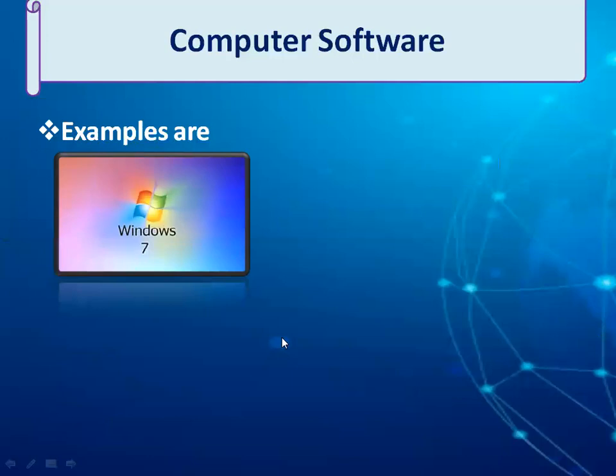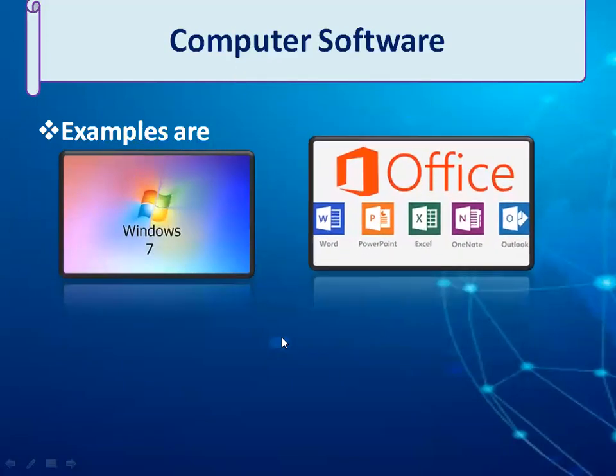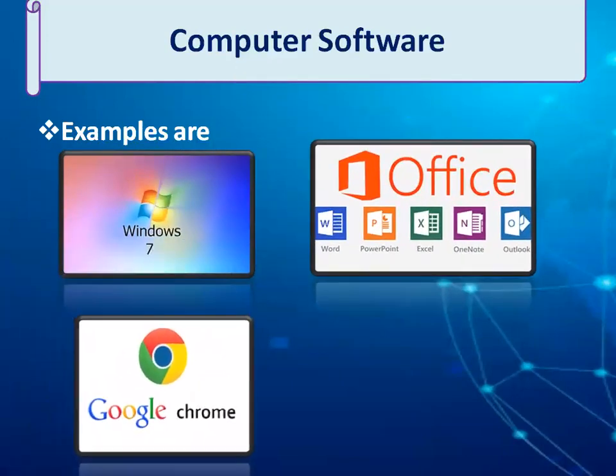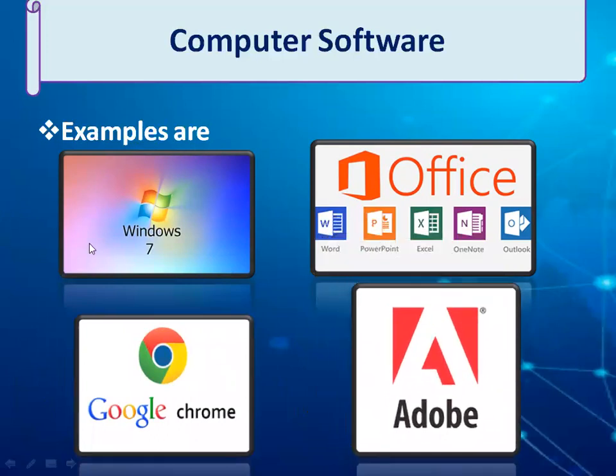So examples of software are Windows. Windows is a type of system software. It is an operating system. Office is a type of application software, and it consists of different packages like Microsoft Word, PowerPoint, Excel, OneNote, and Outlook. Then Google Chrome is also a type of application software. Adobe is also a type of application software.